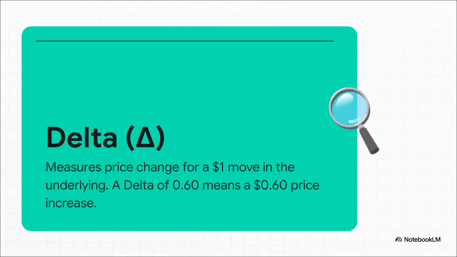So what does that mean in practice? Well, delta measures exactly how much an option's price is expected to change for every $1 move in the stock. So let's say you have an option with a delta of 0.60. That means its price should go up by about 60 cents for every single dollar the stock rises. It's a straight-up measure of your directional exposure.